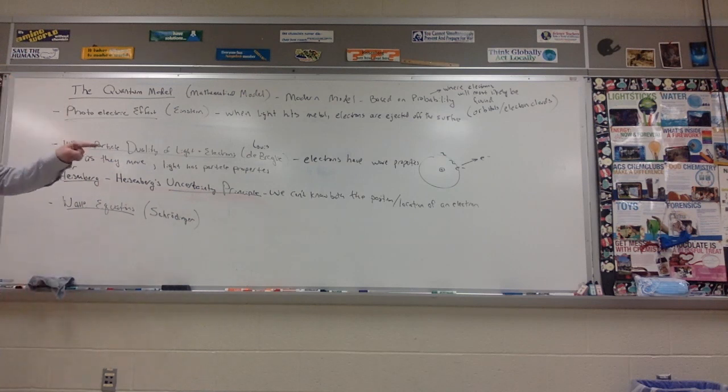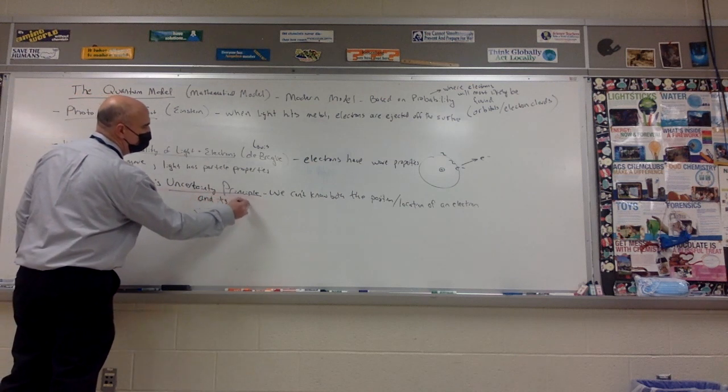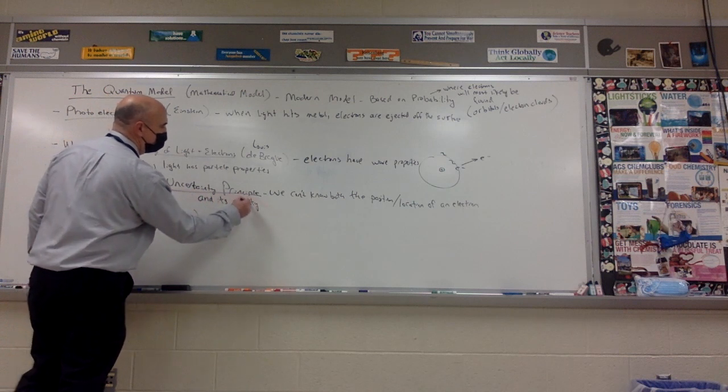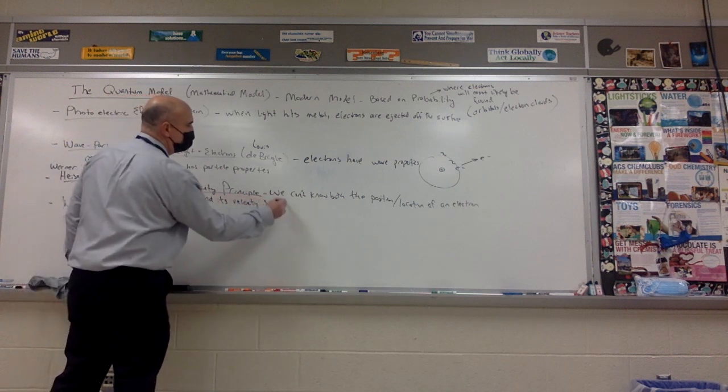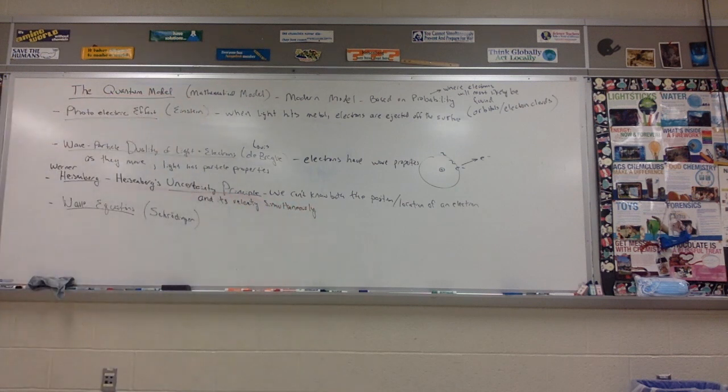So we can't know both the position or location, however you want to say that, position, location, means the same thing, of an electron and its velocity simultaneously, or at the same time. Can't know both the location of the electron and its velocity at the same time. Okay, what do we mean by velocity? What's the difference between speed and velocity?